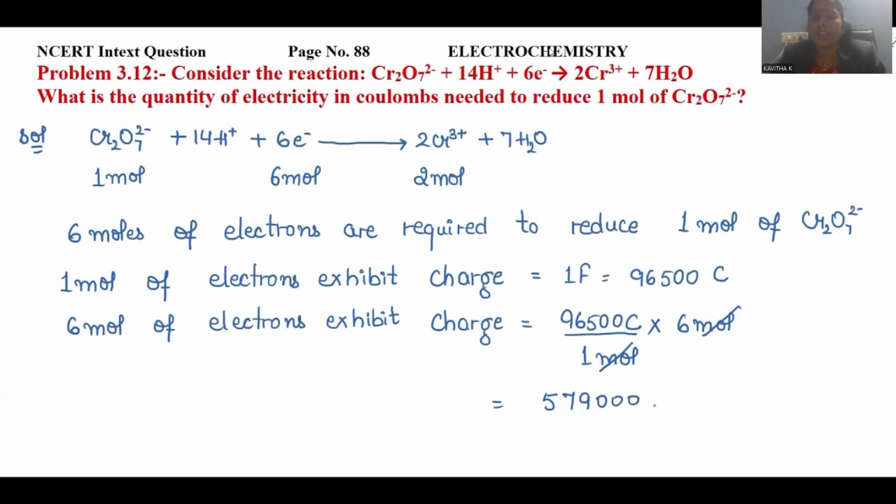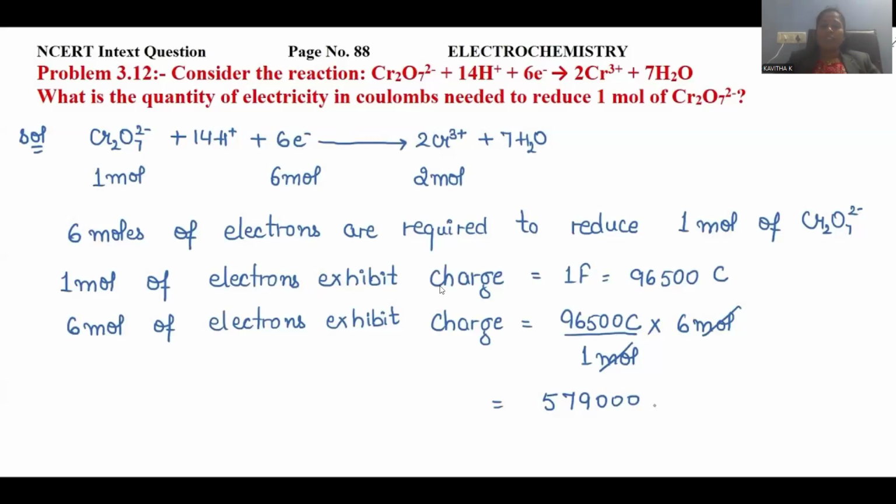Being it is a concern regarding electrochemistry, how much charge is required in coulombs is to be calculated. In order to calculate the molar ratio, whenever dichromate is treated with 14H+ and 6 electrons, there is a formation of 2 moles of chromium +3 and 7H2O. This is already known: 1 mole of dichromate consumes 6 electrons, so 2 moles of chromium +3 will be generated. So 6 moles of electrons are required to reduce 1 mole of dichromate.